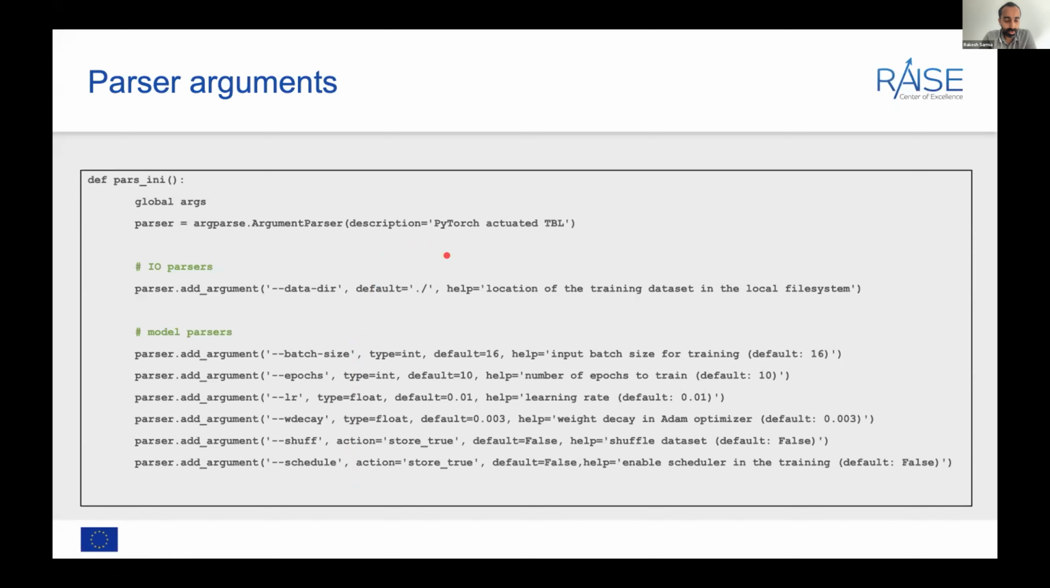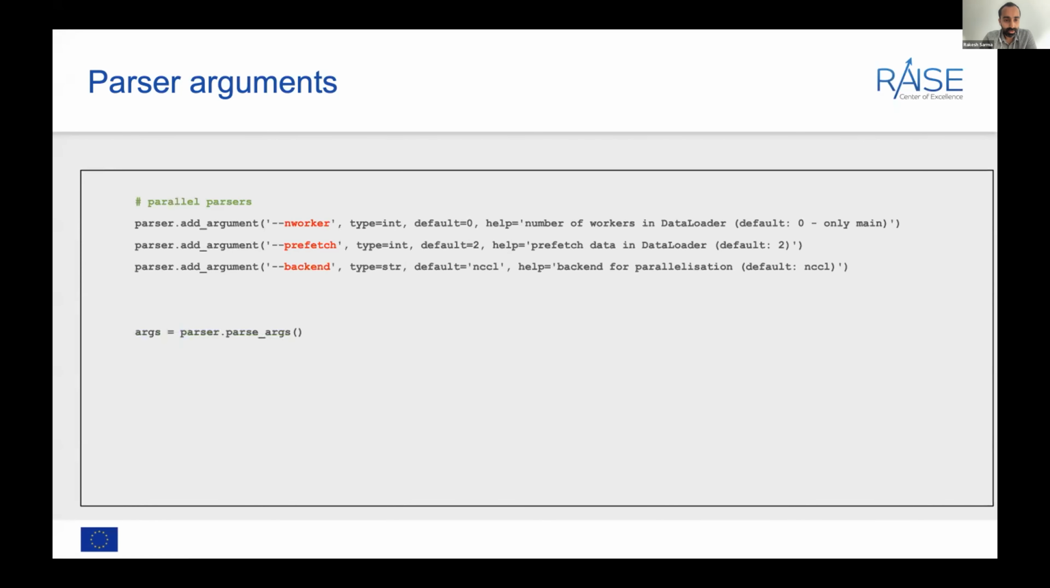Then looking at a few input arguments which are essential. These are very generic for any machine learning program. For example, the batch size, the number of epochs, the learning rate, for example. Then, for example, the weight decay, which can be useful for having a good optimization. Yeah, for example, shuffle, schedule. I won't go into the details here, but basically these are the things which you would want in your input file, such that this can be modified easily from the start script.